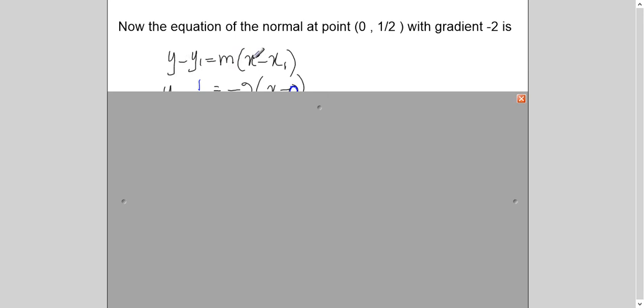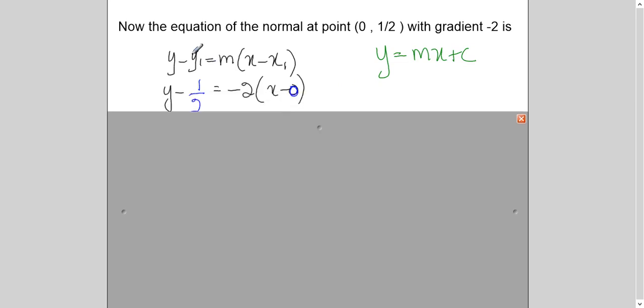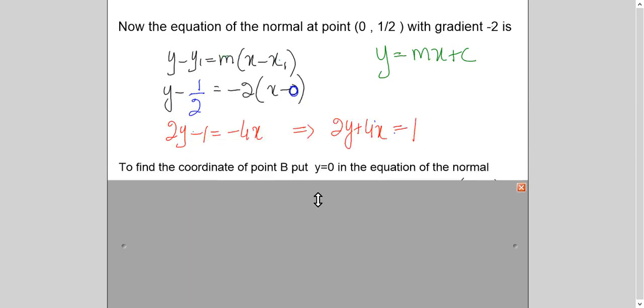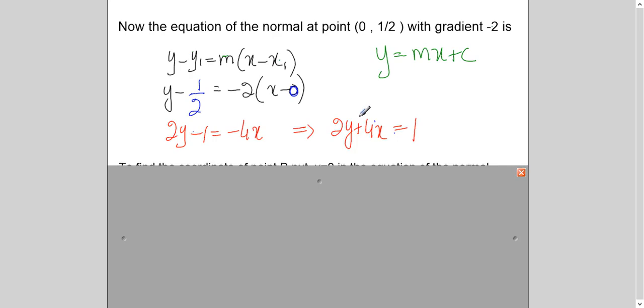Now I can use this gradient and this point to find the equation of the normal. The equation of the normal is a straight line equation. So I'm using here y minus y1 equals m times x minus x1. If you want to use this equation of the straight line, you can use this, right? So now I'm replacing y1 and x1 by the point and m by the gradient of the normal. I found the equation of the normal here.